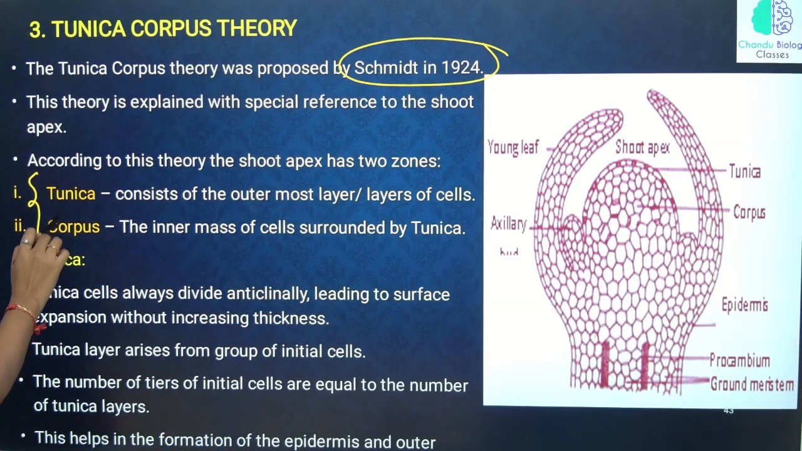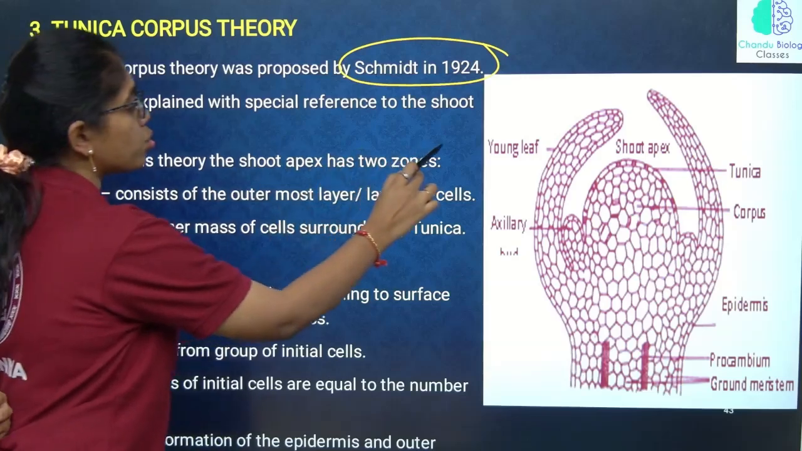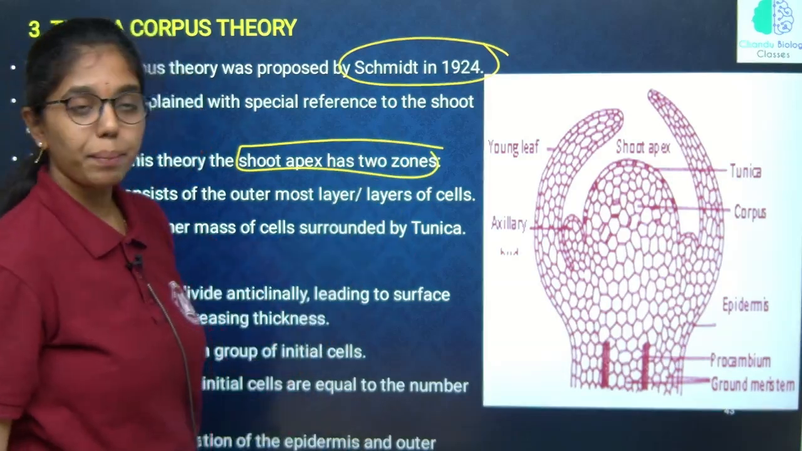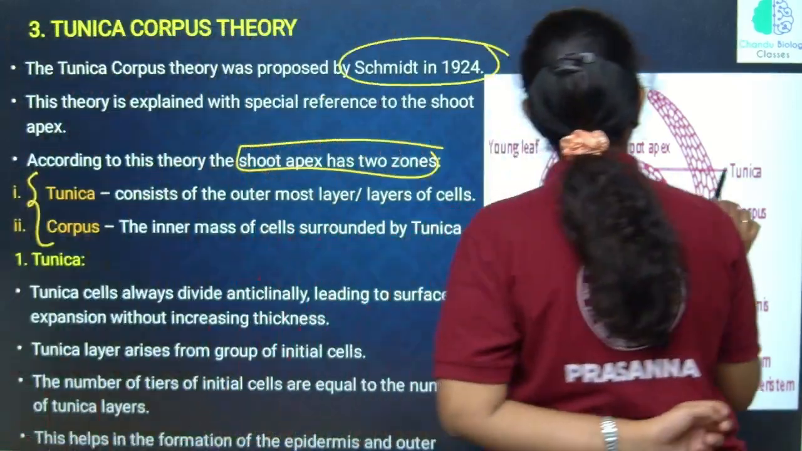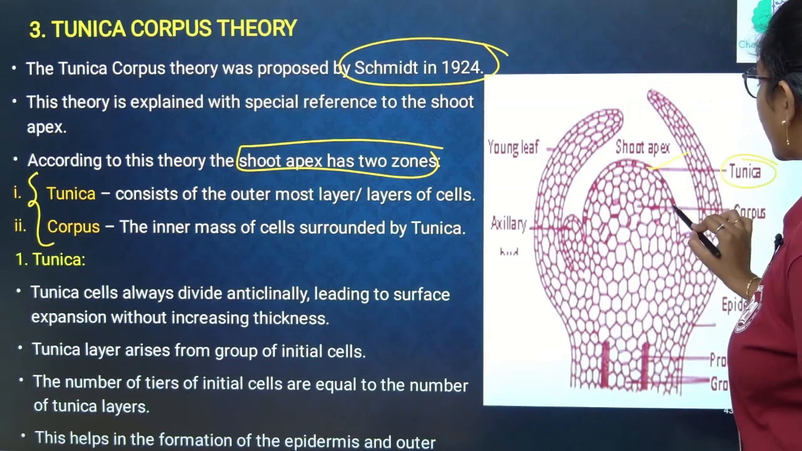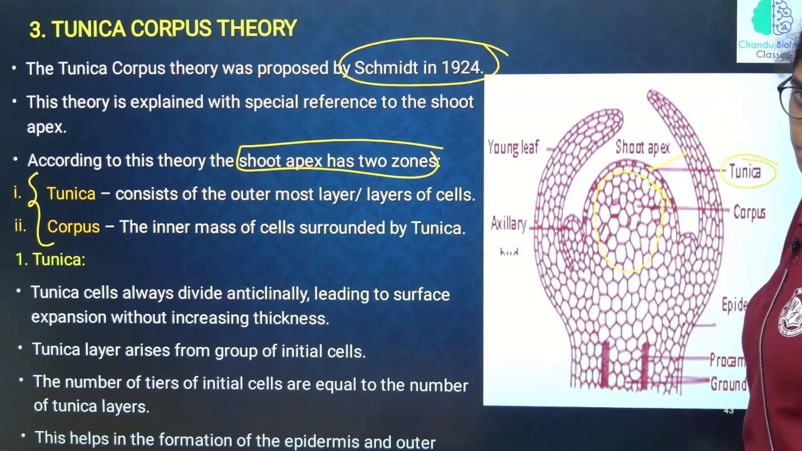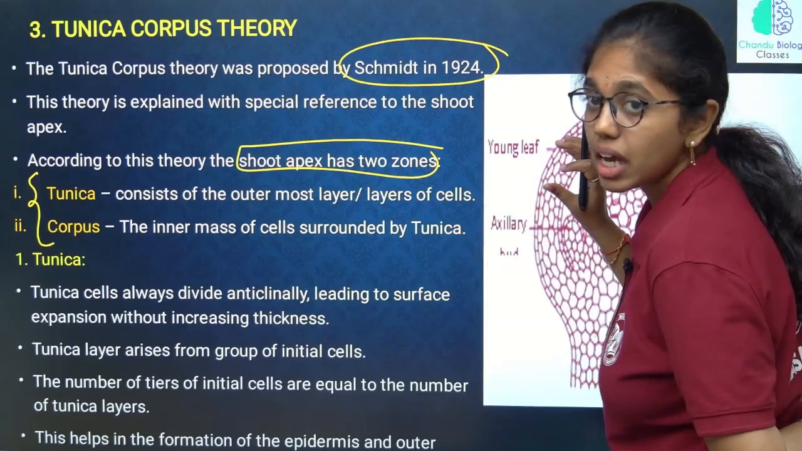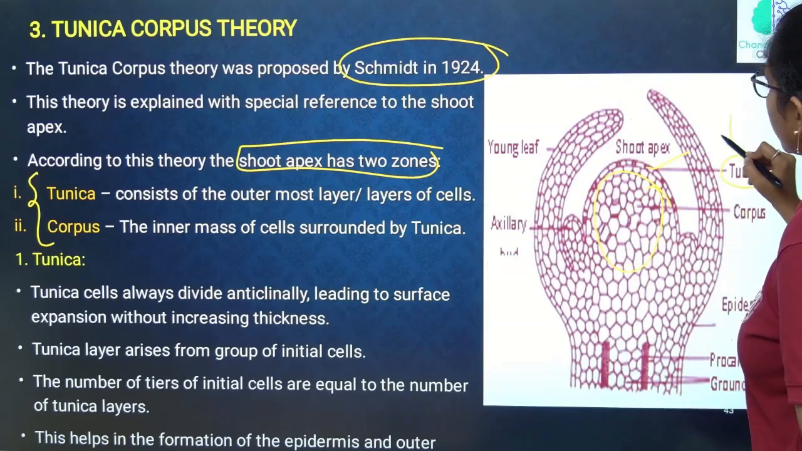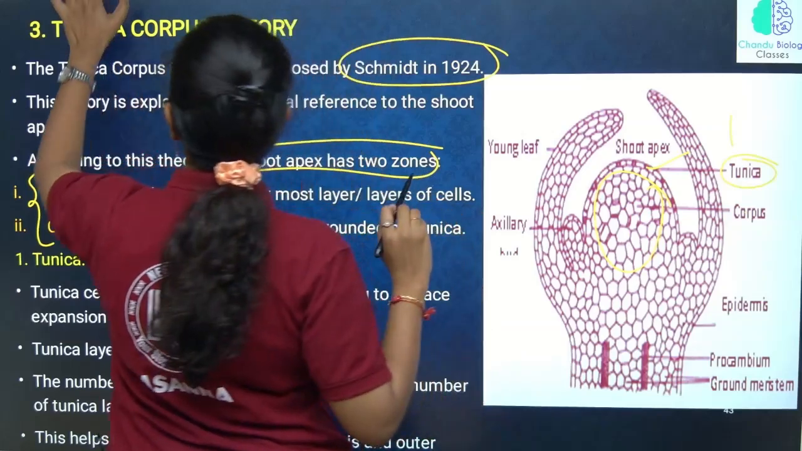According to this theory, we have 2 zones in the shoot apex: the outer layer, which is said to be tunica, and the inner mass, which is corpus. Tunica will conduct only anticlinal divisions.